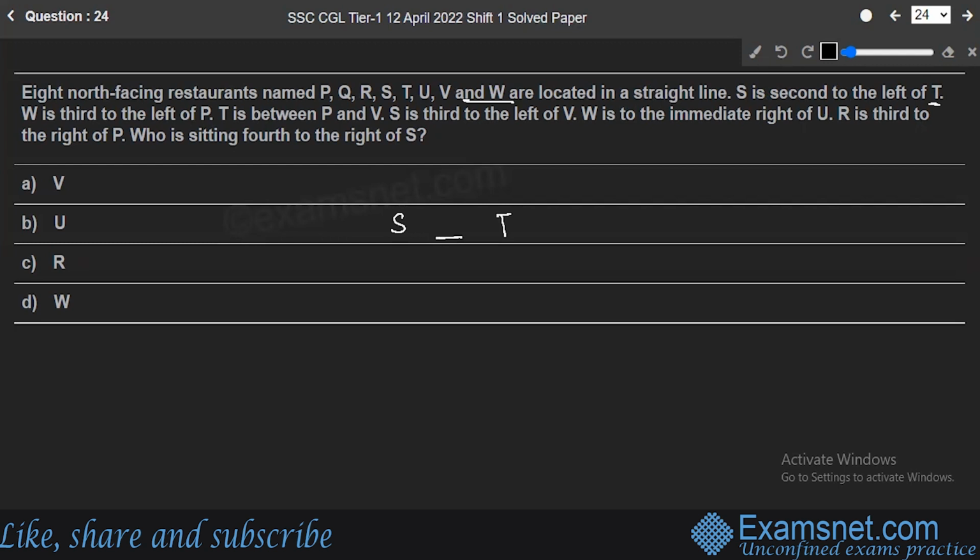Now they all are north facing. It's given. First thing is S is second to the left of T. W is third to the left of P. Now before moving to this one, I would like to take that T is in between P and V. So here will be P and here will be V. How can we be sure of this? Because it says S is third to the left of V also.